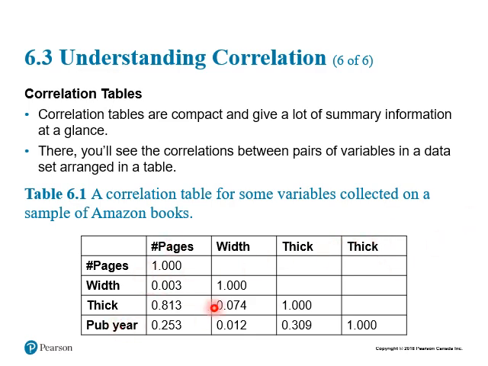Anyways, any value in the middle here is a correlation coefficient between any two variables. So 0.003, which is very close to 0, we can easily say there is no correlation between the number of pages of the book and the width of the book, which makes sense. But 0.813 says that there is a really strong relationship between the number of pages and the thickness of the book, which makes sense. If the book has 1,000 pages, the thickness will be thicker than a book that has maybe 50 pages.